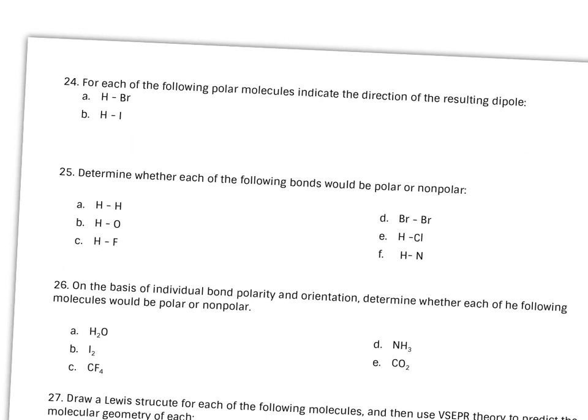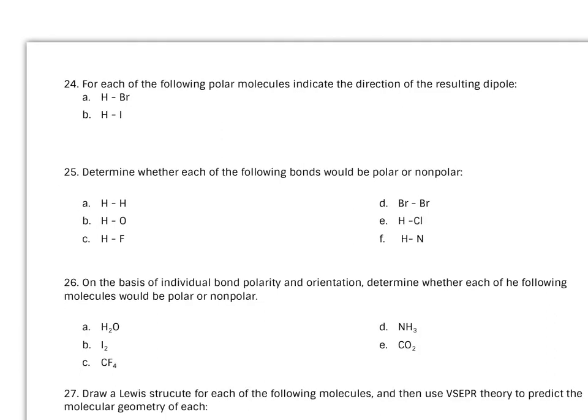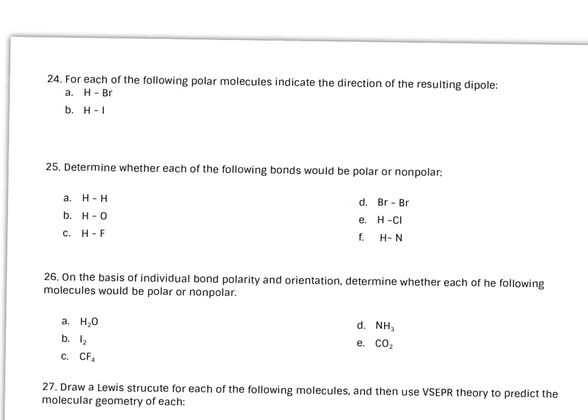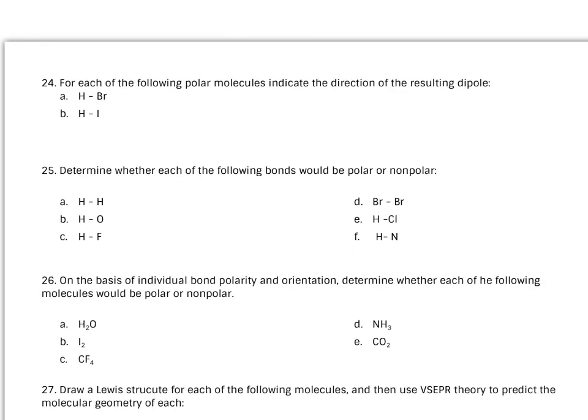Okay, next page. Okay, so it's saying, for each of the following polar molecules, indicate the direction of the resulting dipole. So for A, we just have to look at which is more electronegative, hydrogen or bromine. In this case, it is bromine. Give it an arrow like that. B, pretty easy too. Iodine's more electronegative. So the charge is being pulled in that direction.